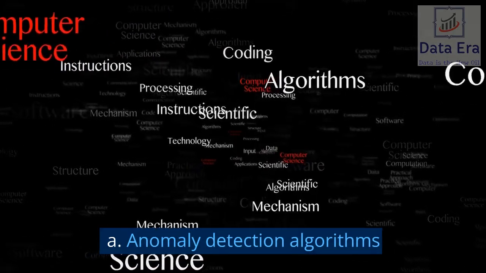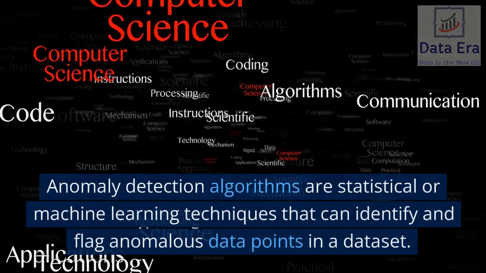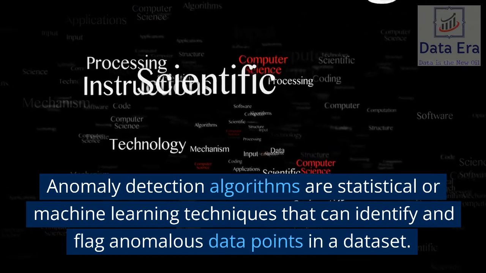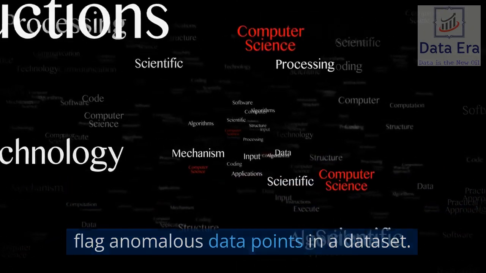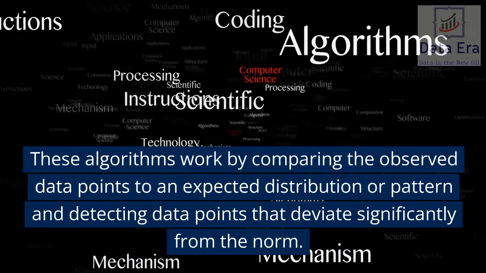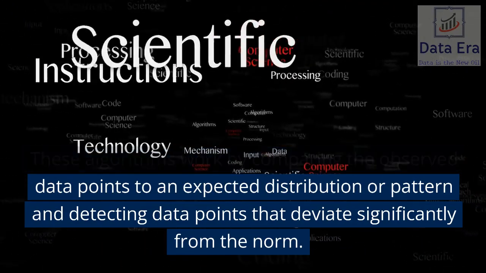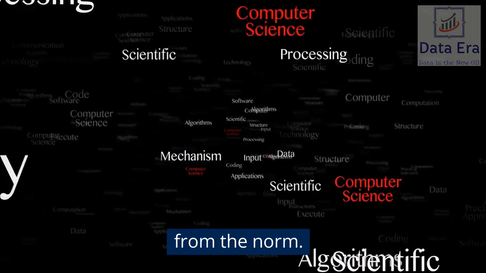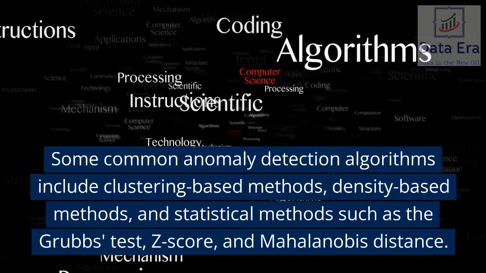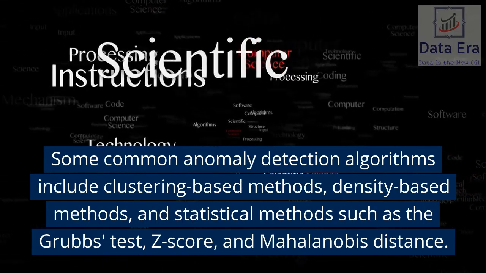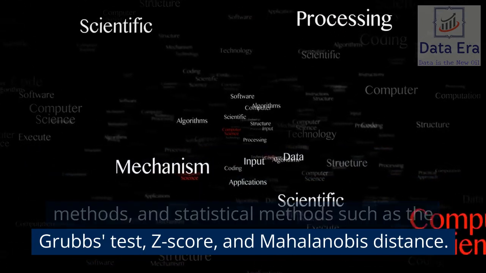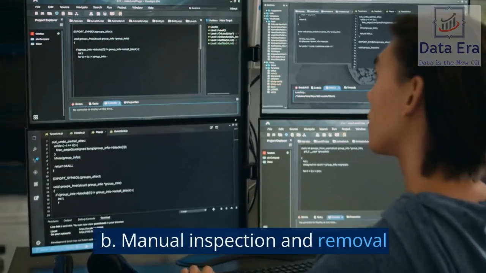A. Anomaly detection algorithms. Anomaly detection algorithms are statistical or machine learning techniques that can identify and flag anomalous data points in a dataset. These algorithms work by comparing the observed data points to an expected distribution or pattern and detecting data points that deviate significantly from the norm. Some common anomaly detection algorithms include clustering-based methods, density-based methods, and statistical methods such as the Grubbs test, z-score, and Mahalanobis distance.